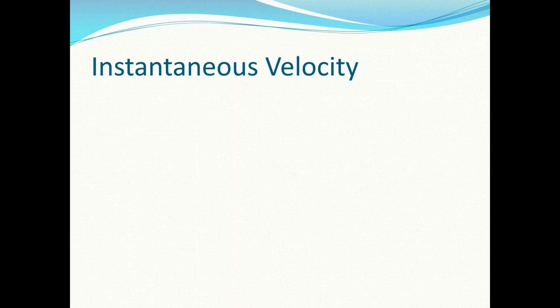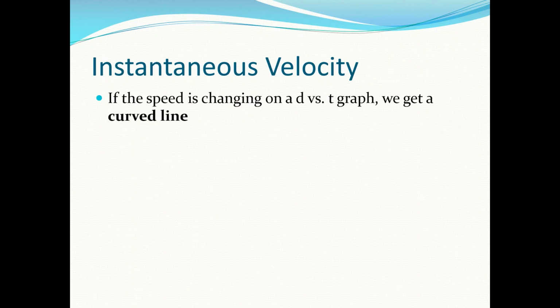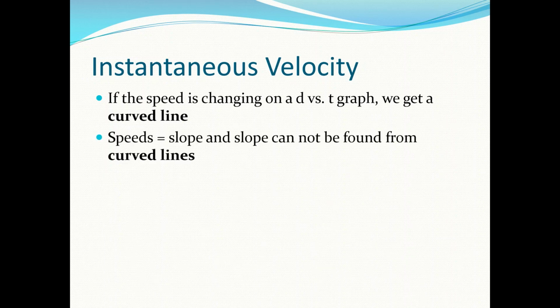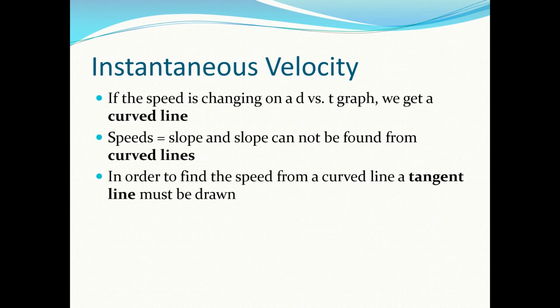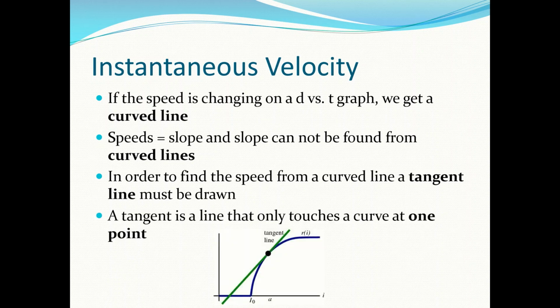So the last thing we're going to talk about is instantaneous velocity. So if the speed is changing on a d versus t graph, we get a curved line. Speed equals slope, and slope can't be found with curved lines, right? We need a straight line to find the slope. So in order to find the speed from a curved line, we have to draw on a tangent line. And a tangent line is a line that touches a curve at only one point.